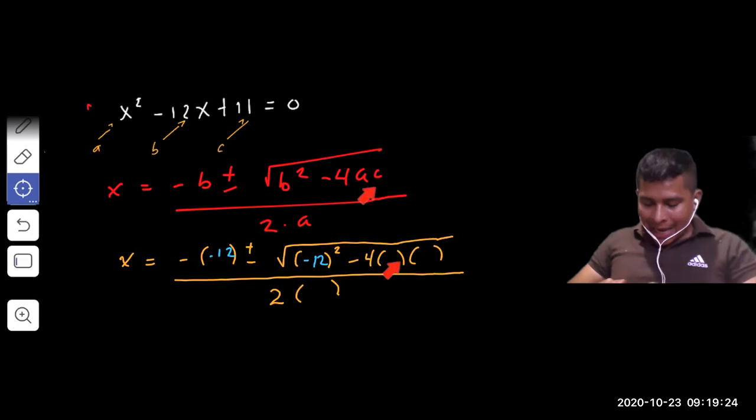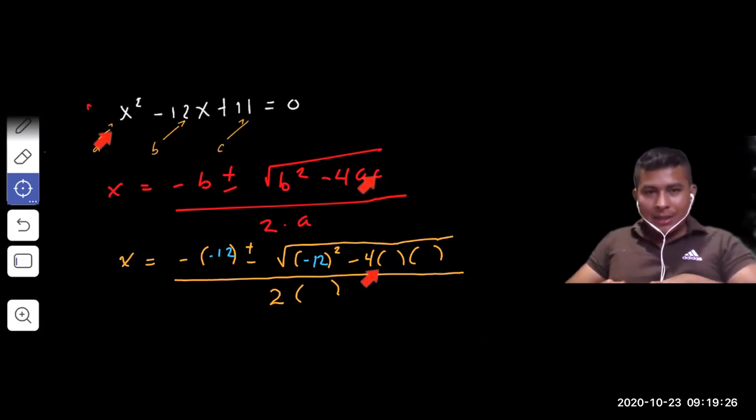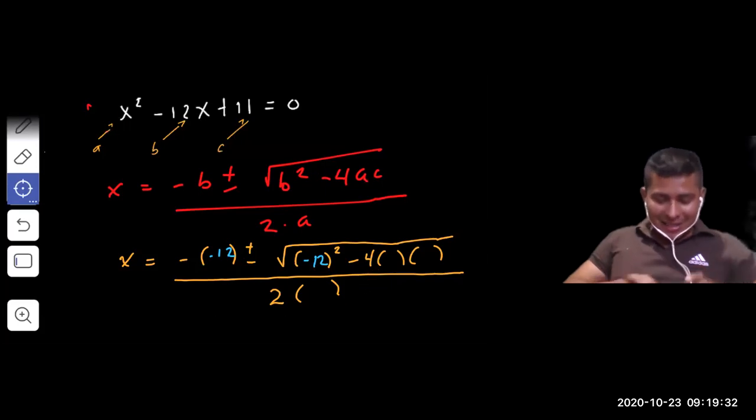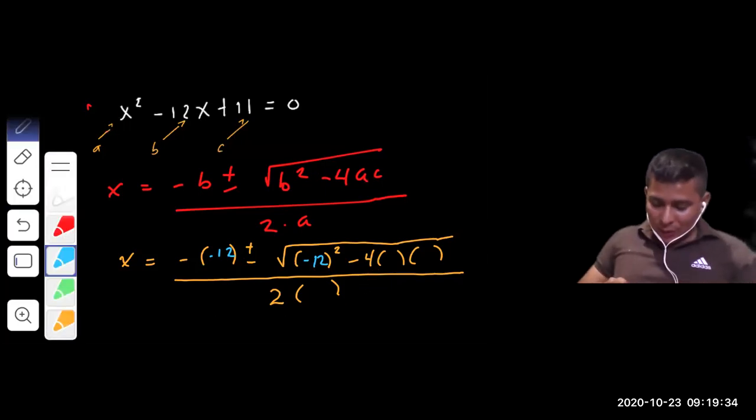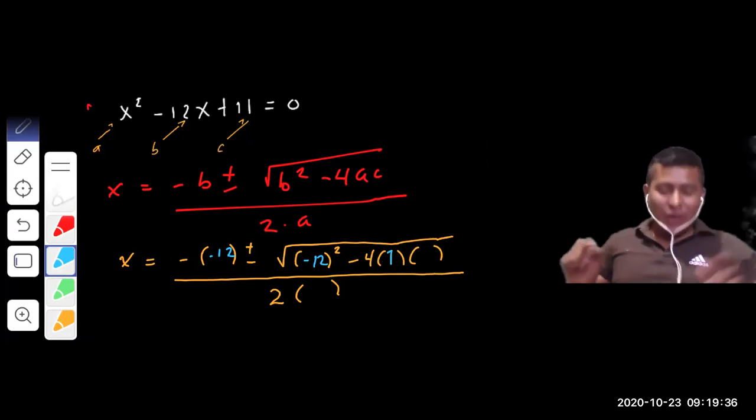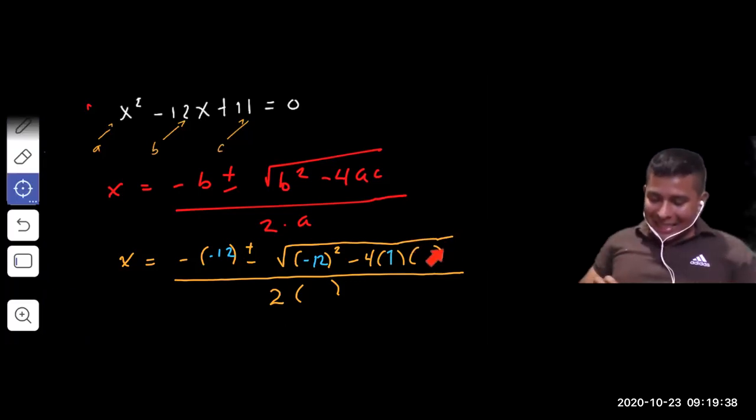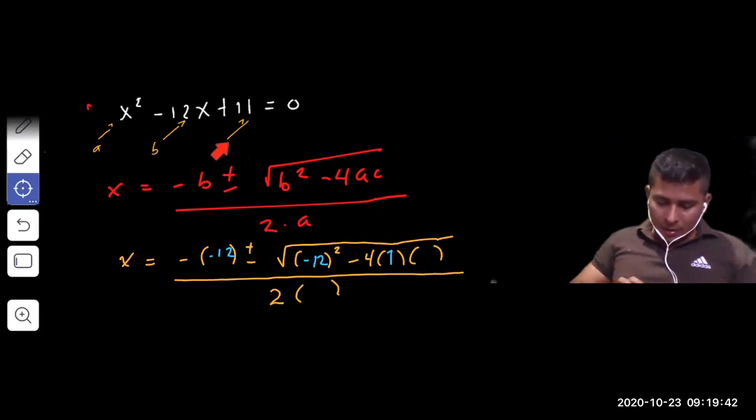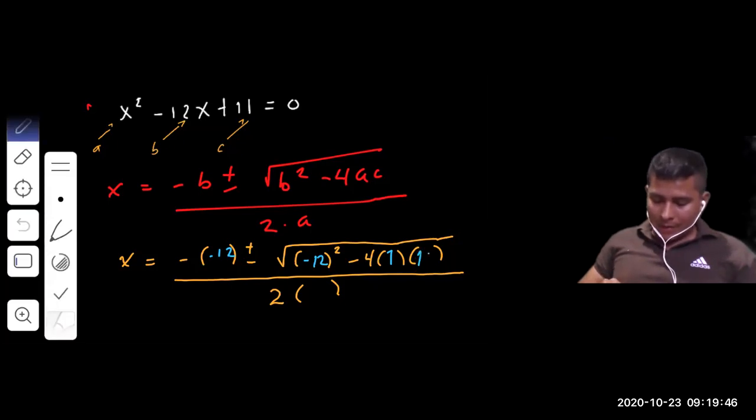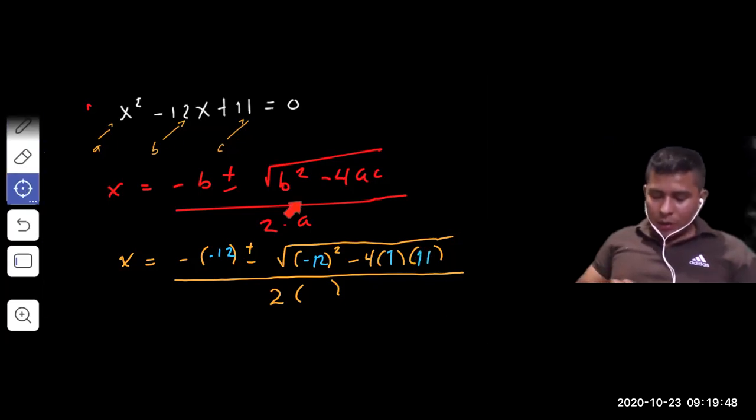4, A. What is A, guys? X is 1. X squared, but what is the number with X squared? The 1, just 1. We're going to take just the coefficients. And what is C, guys? What is the value for C? 11. We're going to put 11 here. That's it. Let's go to the denominator.